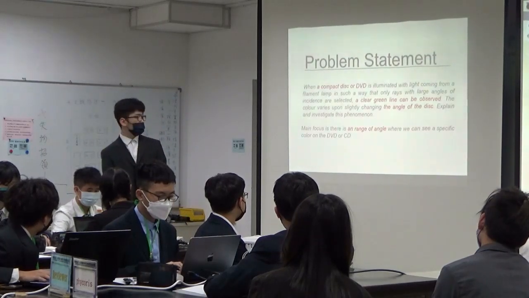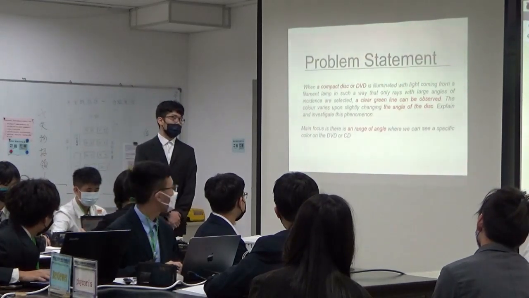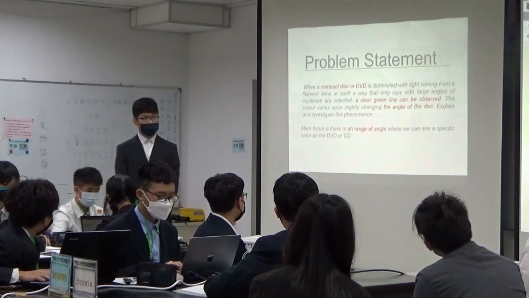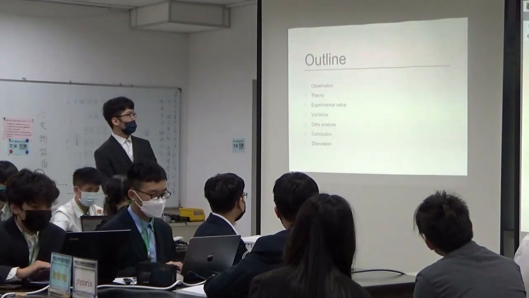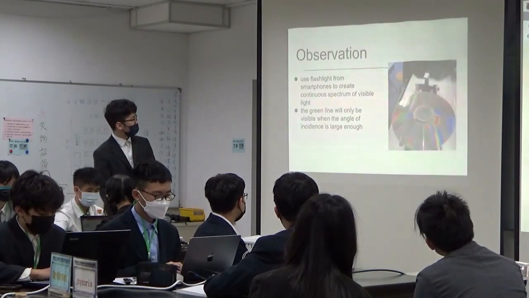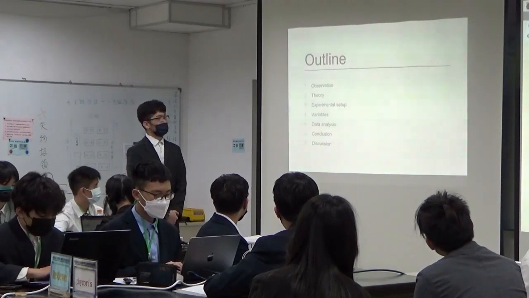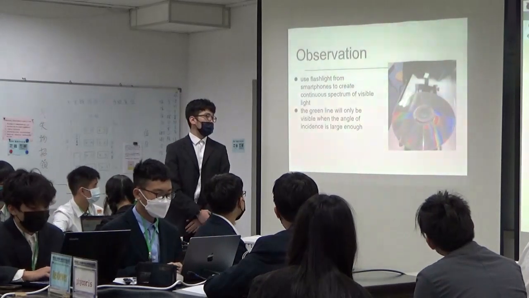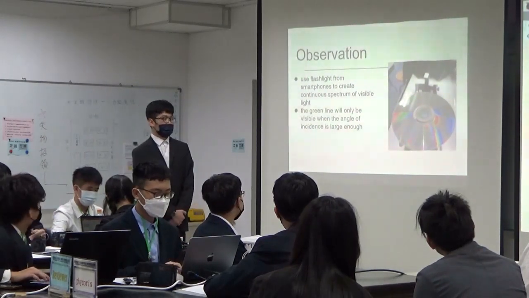And our main focus today will be: is there a range of angle where we can see a specific color on the DVD or CD? And this is the outline today. First, this is the observation. And this is the picture that we took in our experiment.